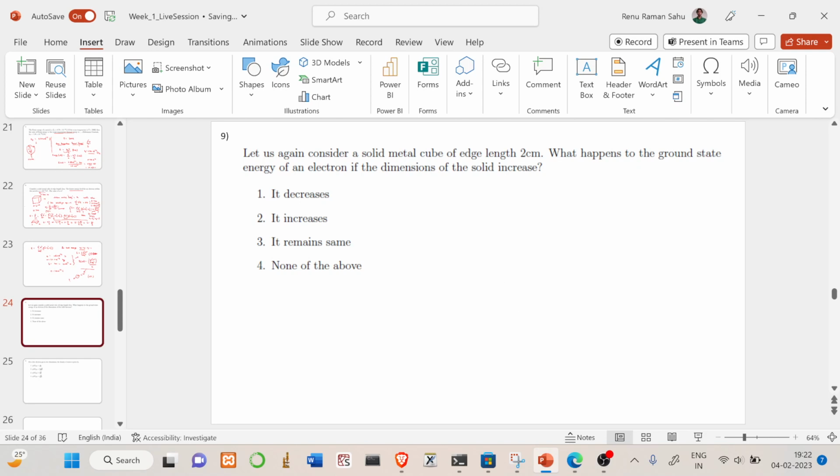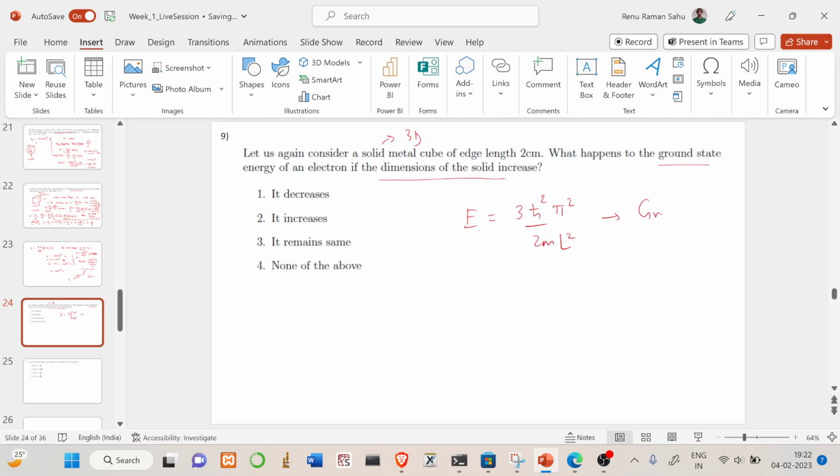So let us again consider a solid metal cube of edge length 2 cm. What happens to the ground state energy of an electron if the dimension of the solid increases? What is the ground state we calculated just before? E is equal to h bar square over 2m L square times pi square, and nx square plus ny square plus nz square, which for the ground state is 3. So this is your ground state energy for a solid metal cube. It means in 3 dimensions it is like this.